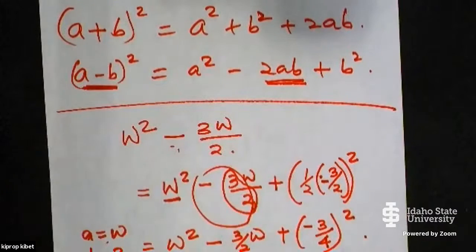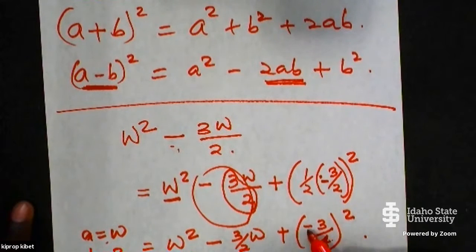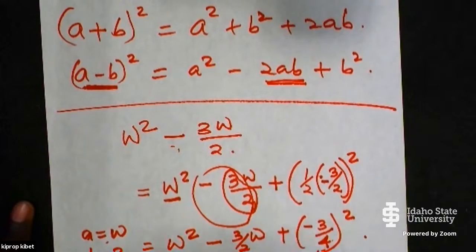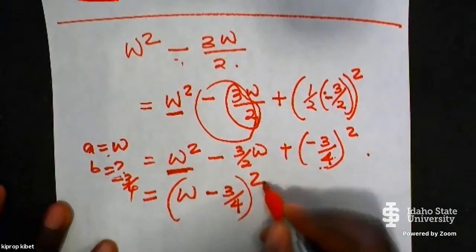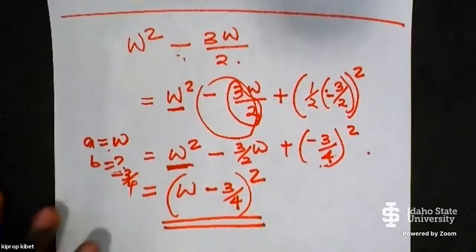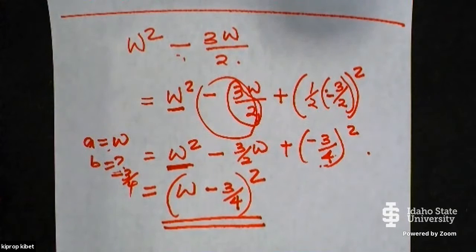So finally, our completion of the square will be: you take the w, which is the same as a. Now our b will be minus 3 all over 4. So it is w minus 3 over 4, and then you square. And that is our solution there. You want me to repeat it? Okay.